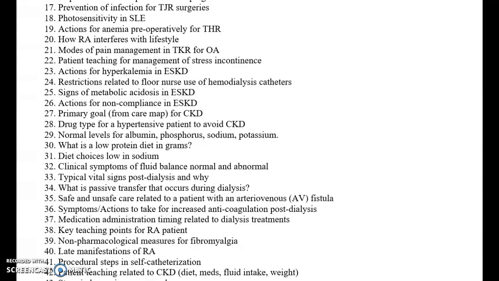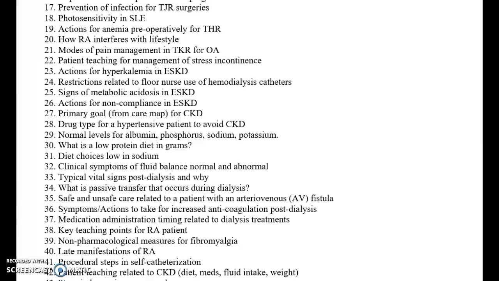Their blood pressure, we talked about, may drop. Their temperature might go up because of the dialysate being warmed. Their heart rate might go up because their blood pressure is down. So know some of those symptoms. Look up and see what passive transfer is that occurs during dialysis. That will help you understand the dialysis procedure better.